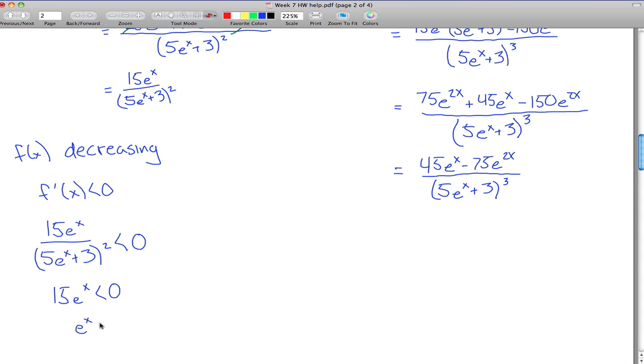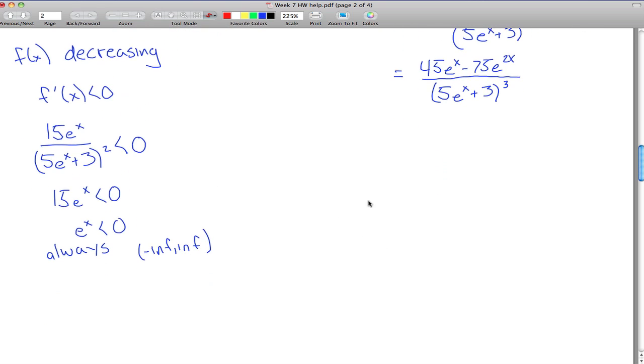If you really want, you can divide both sides by 15. When is e to the x less than 0? It turns out e to the x is never less than 0. e is a positive number. A positive number raised up to any exponent is always going to be greater than 0. So this is true always. Therefore, it's decreasing always. Or if you wanted an interval notation, something like that. Maybe from there you can figure out when it's increasing and what the critical points are, but I'll leave that to you.